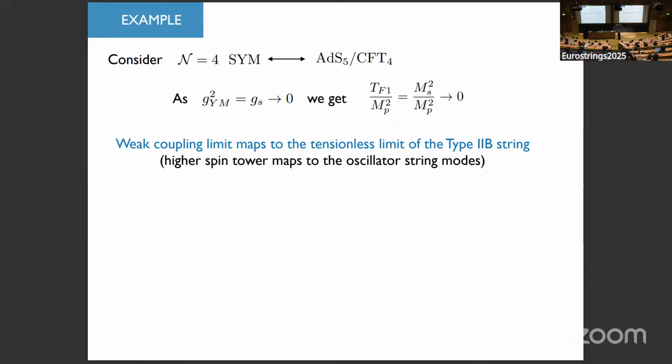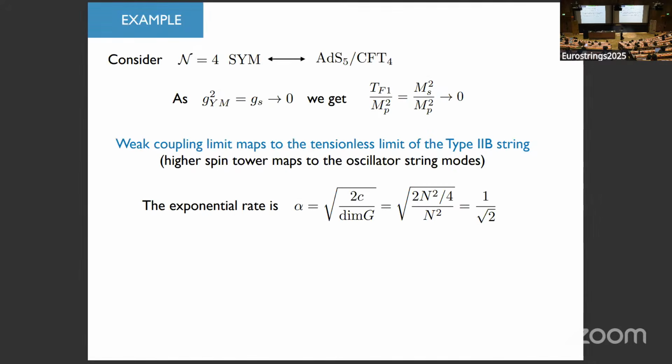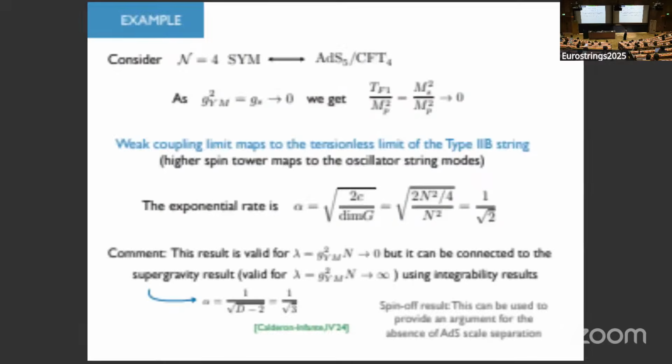Okay. Good. So the exponential rate, you can compute, for N equals 4 super Yang-Mills is 1 over square root of 2. And just one side comment.